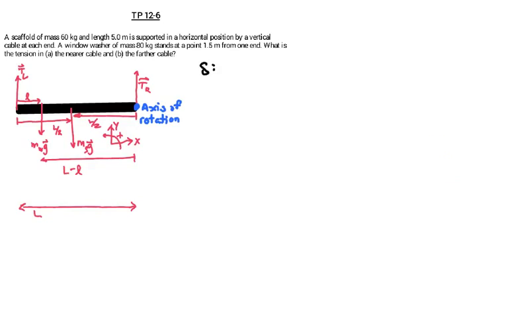Alright, so let's get at it. So I'll do torque first. So Newton's second law for rotation. Now, first and foremost, the assumption we made is that we are in static equilibrium. So what is the angular acceleration of our scaffold if we're in static equilibrium? Right, it is 0. Well, that's excellent.